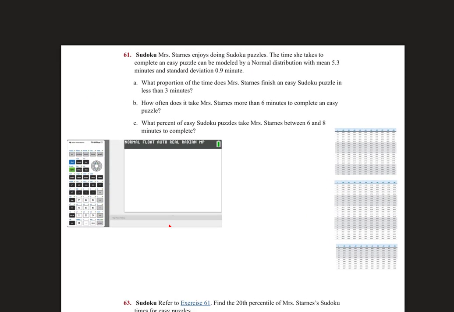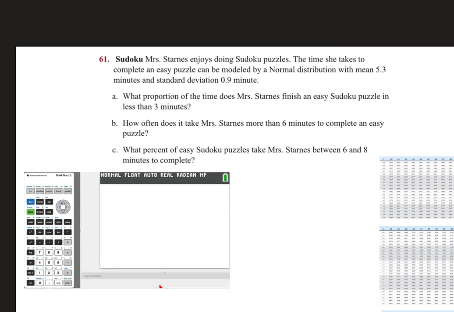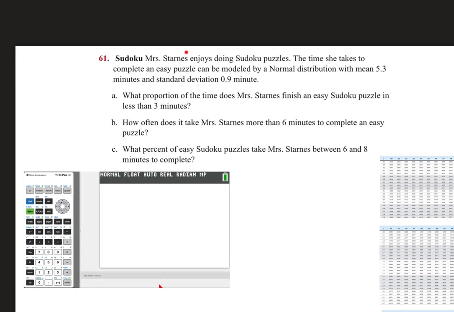Okay, next one, Sudoku. Mrs. Starnes enjoys doing Sudoku puzzles. The time she takes to complete an easy puzzle can be modeled by a normal distribution with a mean of 5.3 minutes and a standard deviation of 0.9 minutes. Okay, what proportion of the times does Mrs. Starnes finish an easy Sudoku puzzle in less than 3 minutes?